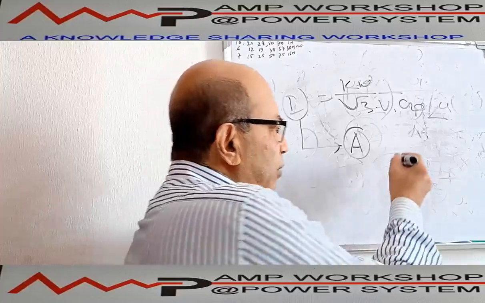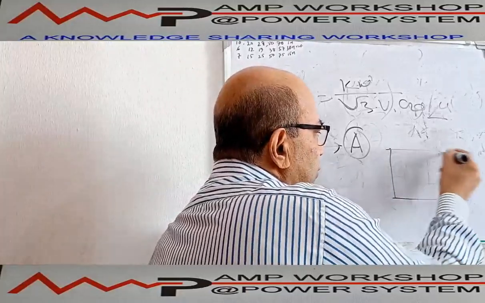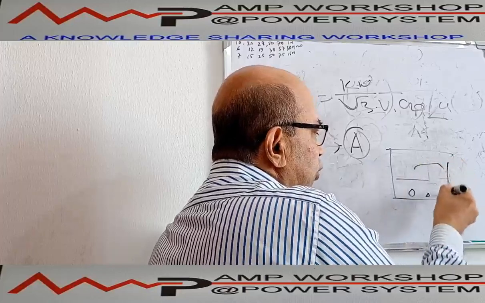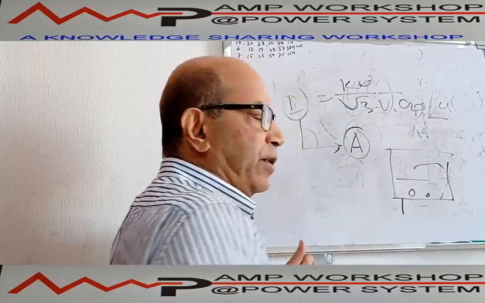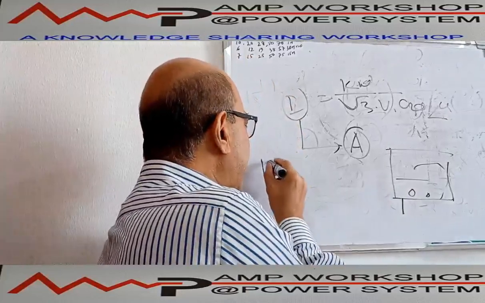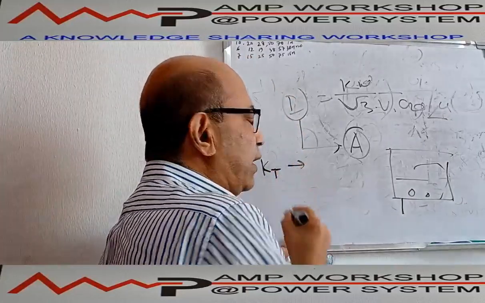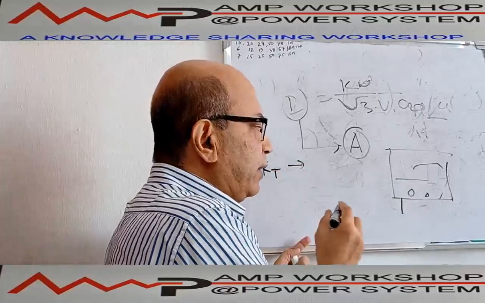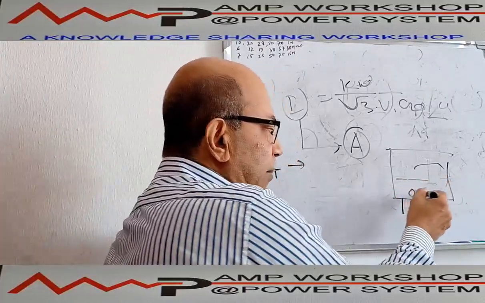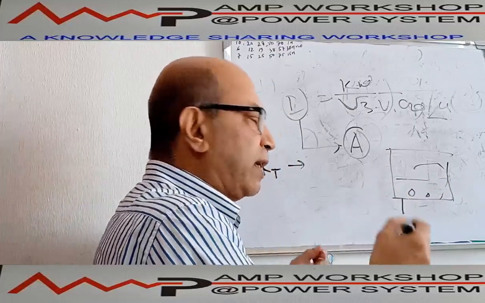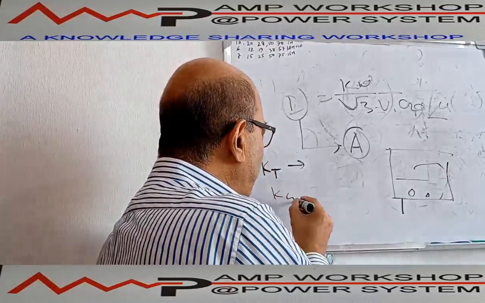Suppose the cable is laid underground. This is the ground, the cable is laid over here, and it is filled up with soil. Here is the ambient temperature, and here will be the soil temperature. So there is one factor, that is KT, for the soil temperature. The second factor is the group factor, same as before: how the cable is laid underground, whether it is in touch or separated.